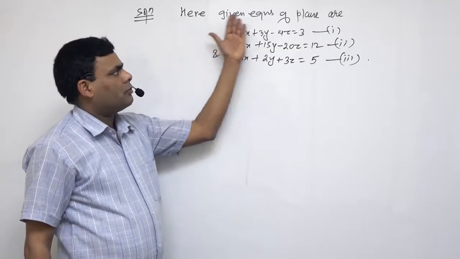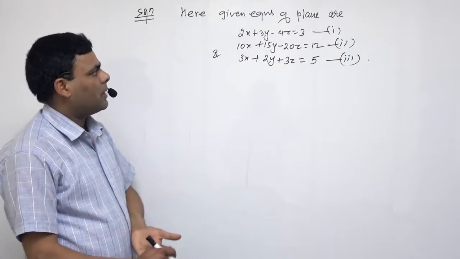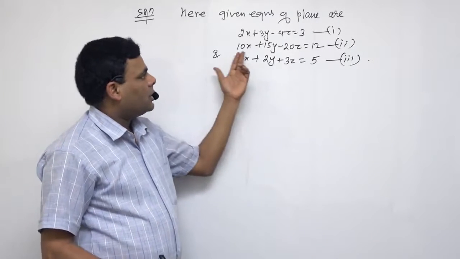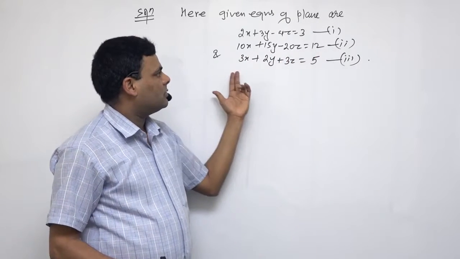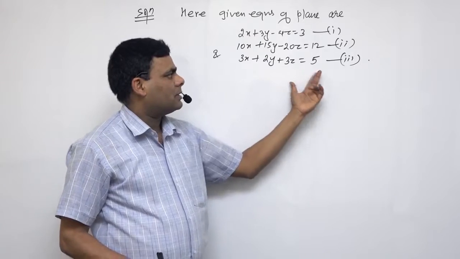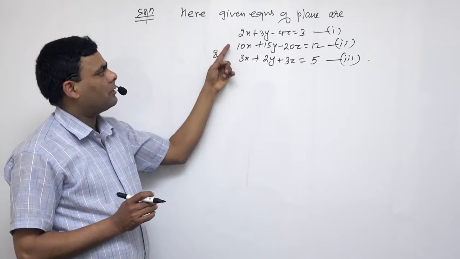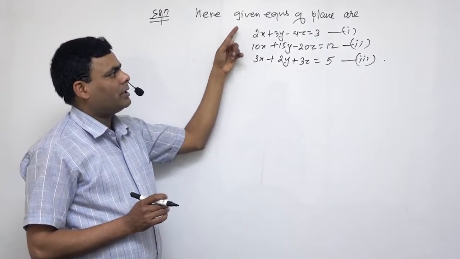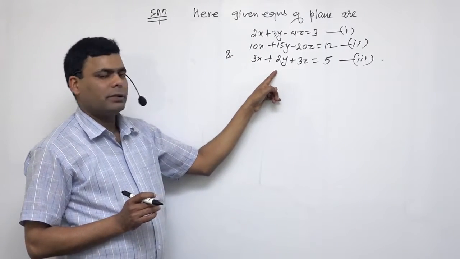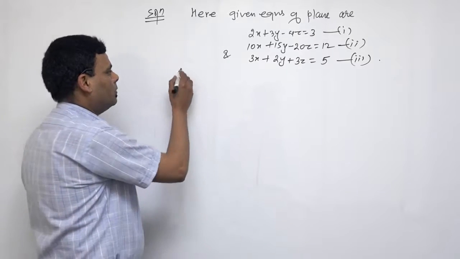Here the given equations of the planes are 2x plus 3y minus 4z equals 3, 10x plus 15y minus 20z equals 12, and 3x plus 2y plus 3z equals 5. Now we have to show that plane 1 is parallel to plane 2 and plane 1 is perpendicular to plane 3.